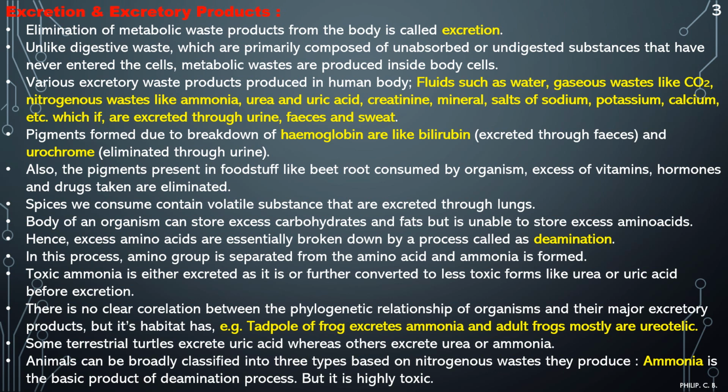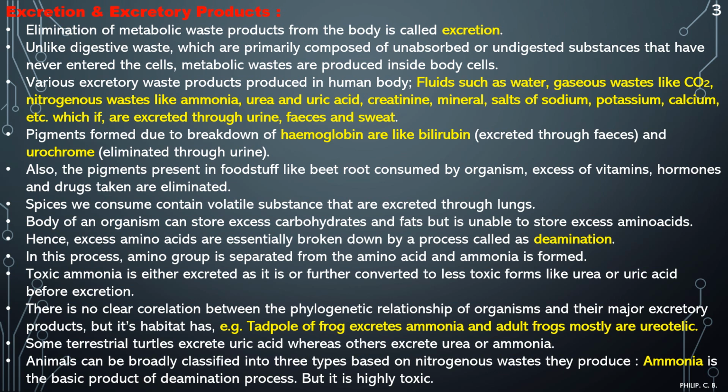Various excretory waste products produced in the human body are fluids such as water, gaseous waste like carbon dioxide, nitrogenous waste like ammonia, urea and uric acid, along with creatinine, minerals, also salts of sodium, potassium, calcium, etc., which are excreted through urine, feces and sweat, as these have to be removed out of the body, because if they are stored in the body, they can cause various diseases and disorders.